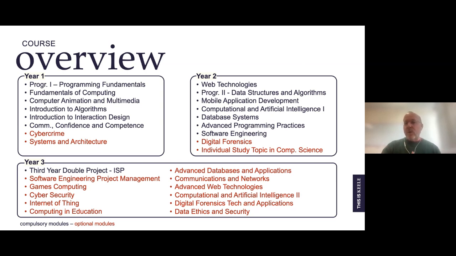In year one you also have other introductory modules like introduction to algorithms. One module I want to point out is Communication, Confidence and Competence. It's a kind of transitional module to give you some basic academic skills, because I know it's a little different to study at university than at school. That's where we teach you how to do proper research, to read a scientific paper, and to prepare you for the rest of the course.